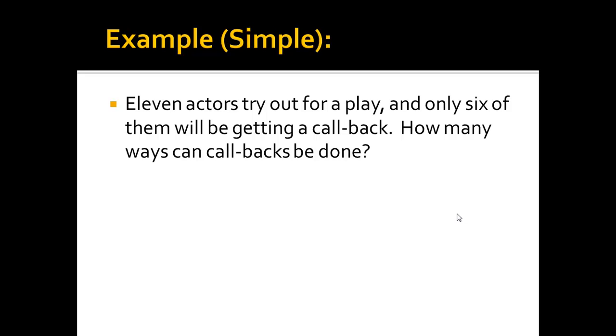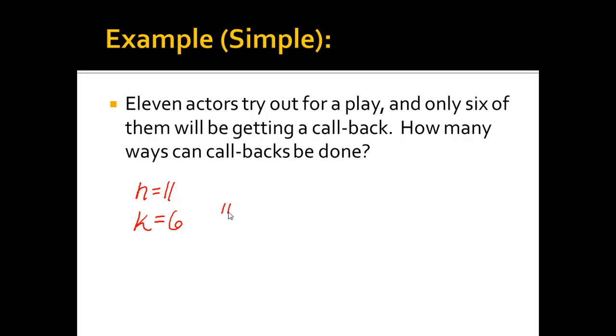So here's a simple example. I've got 11 actors, and they're trying out for a play. Only 6 of them are going to be getting a callback. So how many ways can the callbacks be done? Well, if I go back to the original formula, my n here is 11, and my k is 6, because there are 11 actors, and I'm choosing 6 of them. The order I choose them in does not matter.